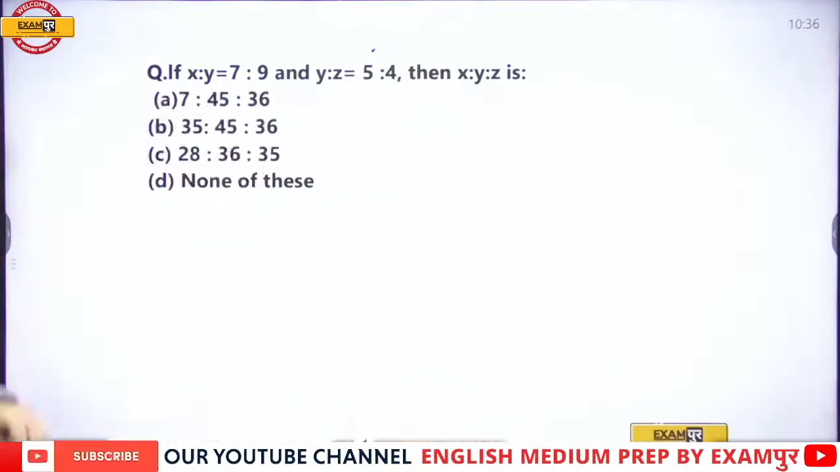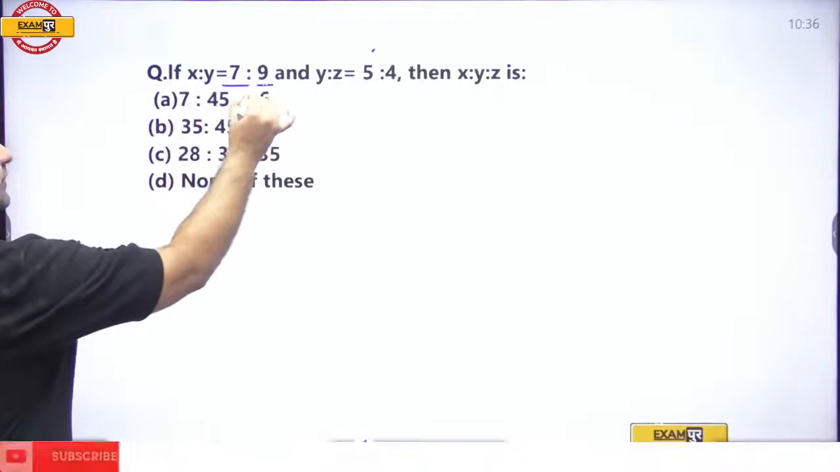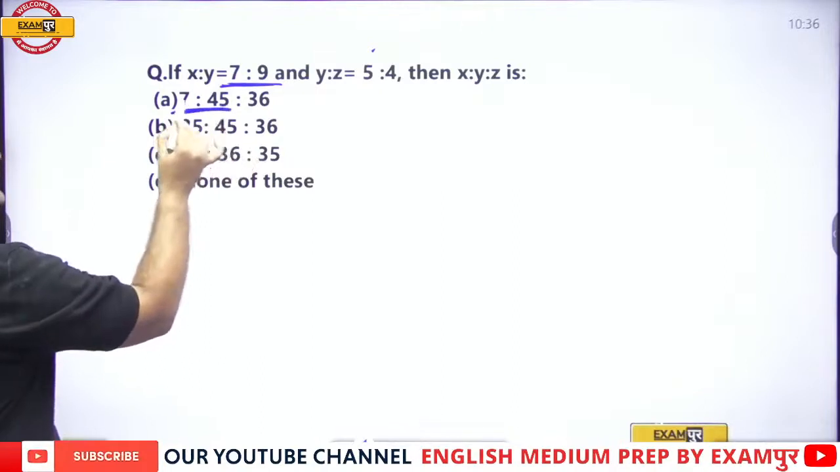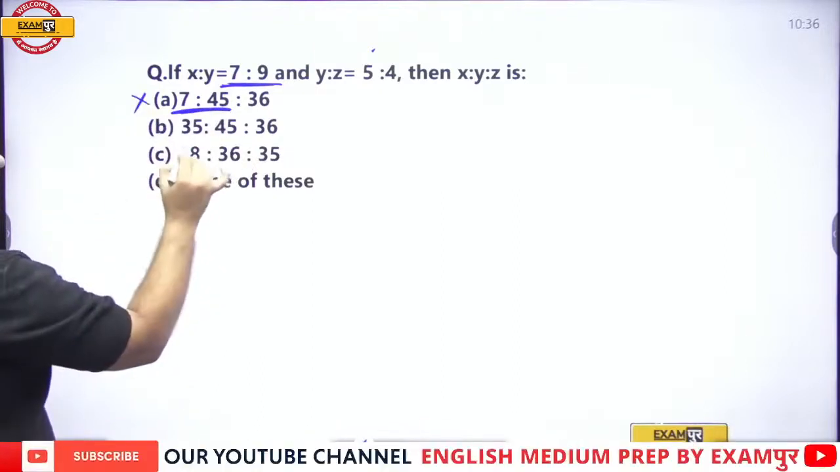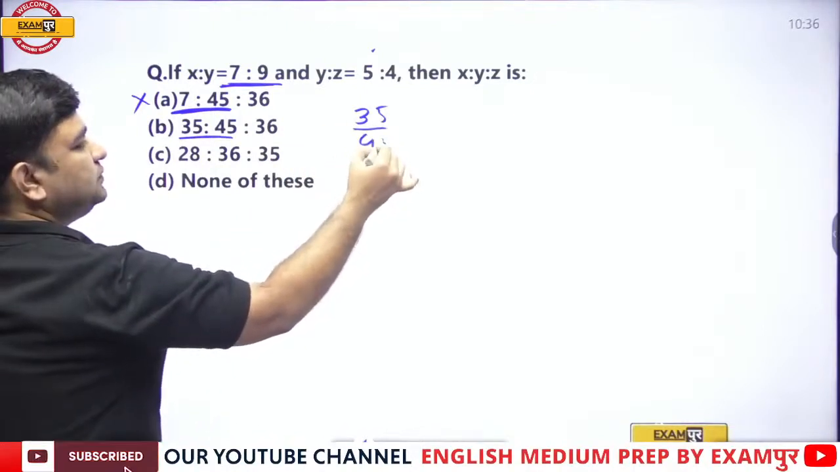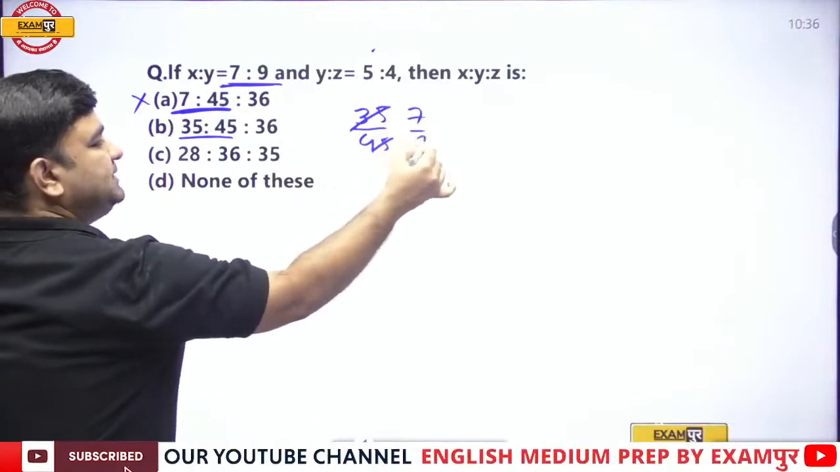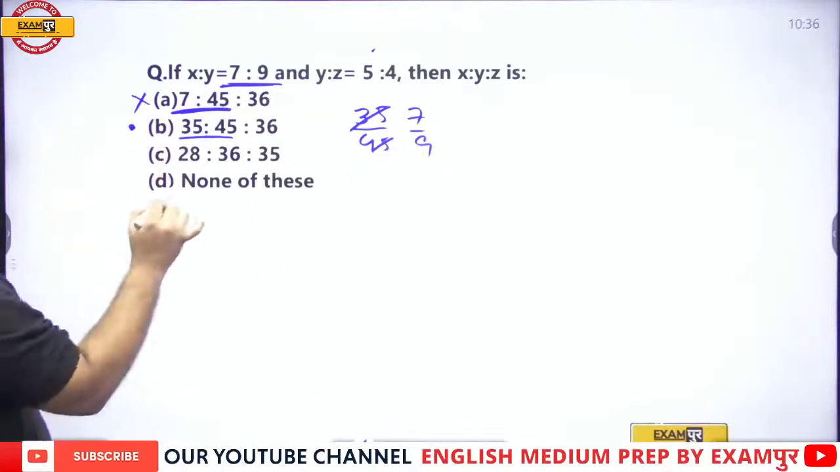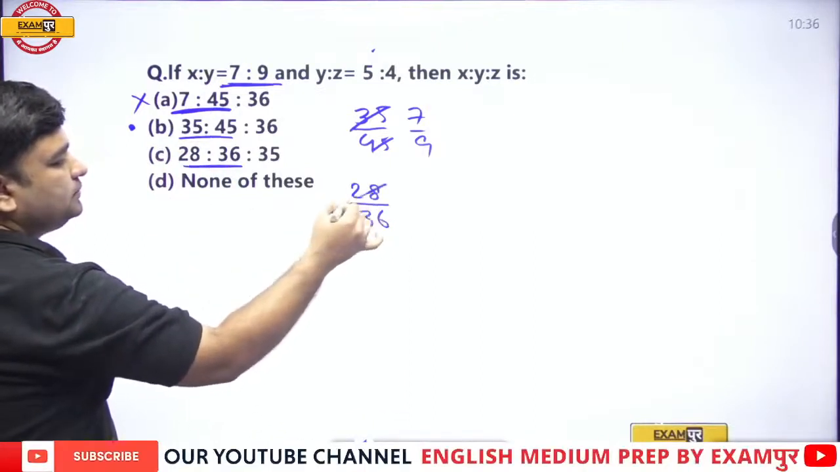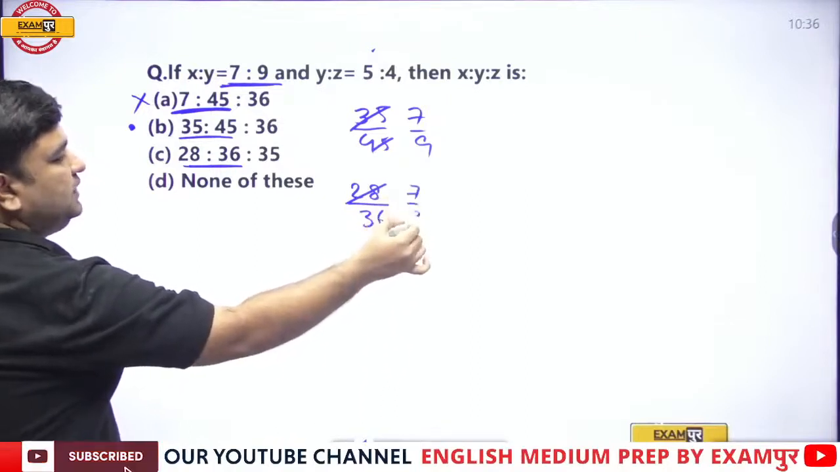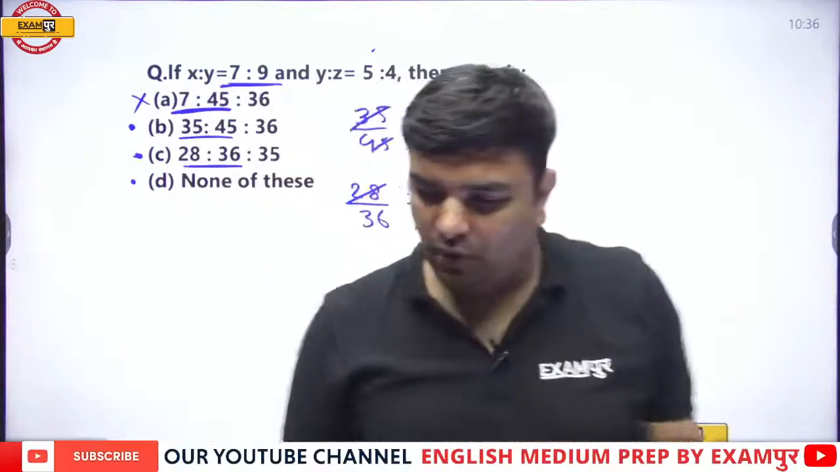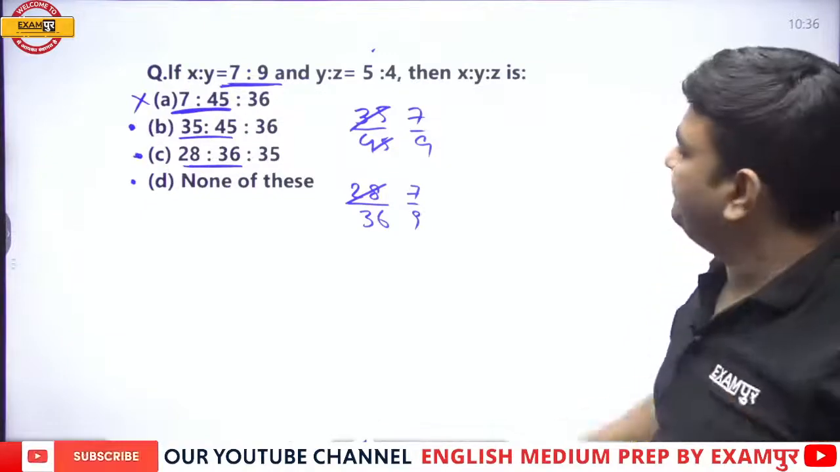X ratio Y 7:9. Is it maintaining 7:9 over here? No, it's 7:45. Is it maintaining 7:9 over here? Yeah, this can be the answer. Is it maintaining 7:9 over here? Yeah, this can also be the answer, and none of these is also there. No worries, three are the possibilities.